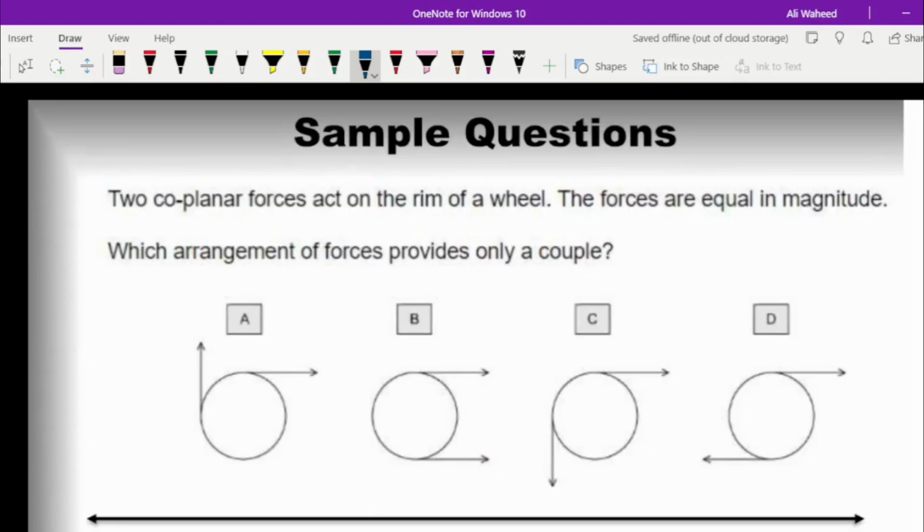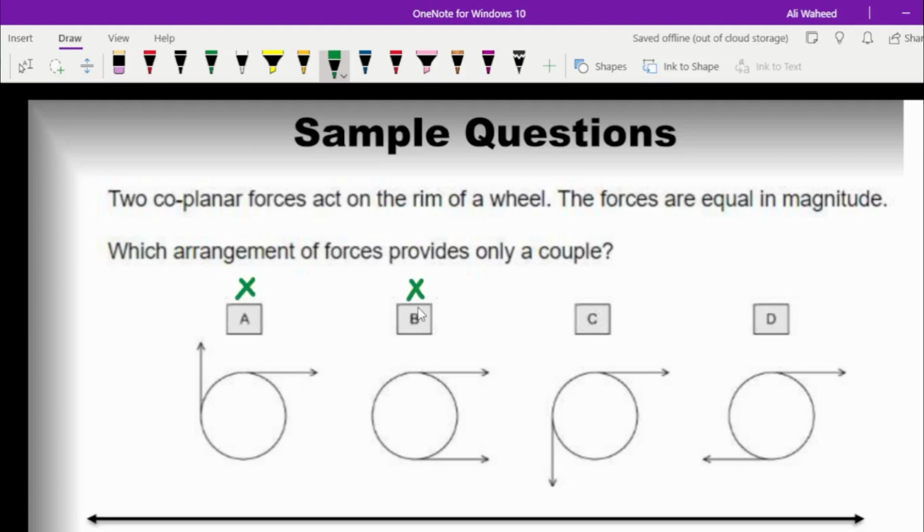Okay, so let's take a look at the sample questions. We have only 2 sample questions for this one. Here we have the first one. 2 coplanar forces act on the rim of the wheel. The 2 forces are equal in magnitude. Which arrangement of the forces provides only a couple? So there's only one arrangement that would produce a couple of forces. Let's talk about the first one. You have one force upward, the other force is towards the right side. These are not opposite, so they cannot form a couple.